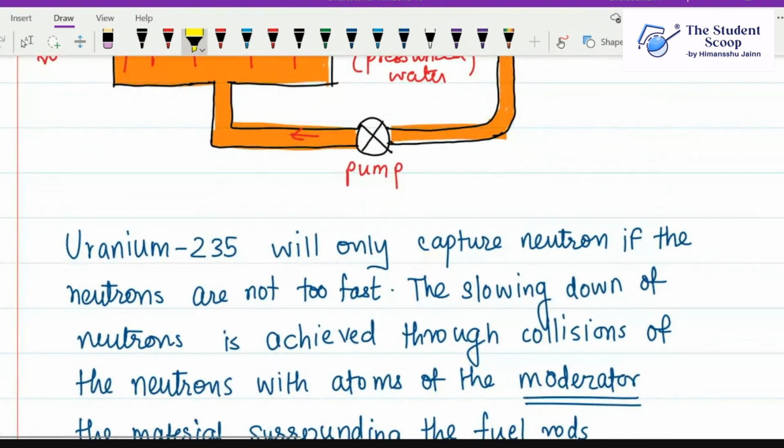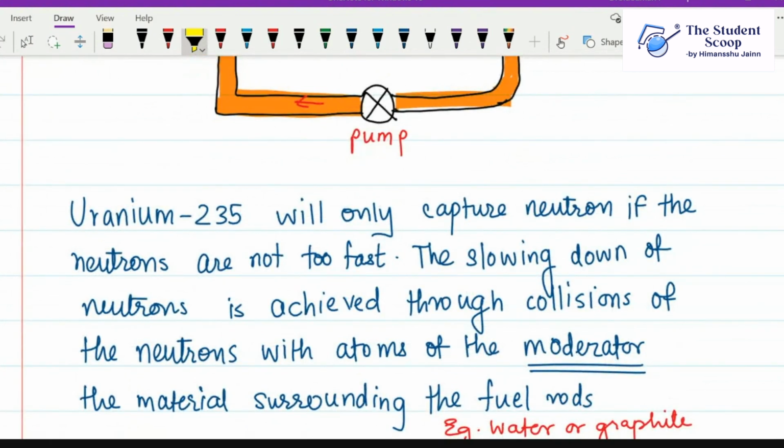So first thing, uranium-235 will only capture the neutrons if the neutrons are not too fast, because if they are too fast, they won't be absorbed by the uranium-235. So the slowing down of the neutron is achieved through collisions of the neutron with the atoms of the moderator. The moderator is a material that is surrounding the fuel rods.